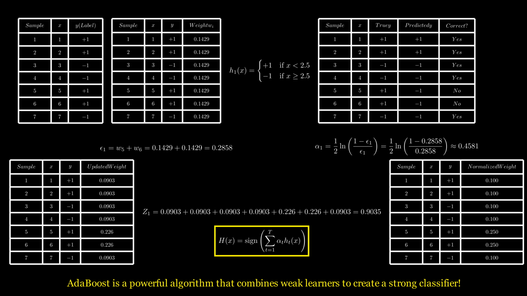And that's how AdaBoost works for classification. By combining many weak learners, each of which is just slightly better than random guessing, we build a powerful final classifier. The weak learners focus on different parts of the data, especially the harder examples, and their combined weighted votes lead to a strong, accurate prediction.